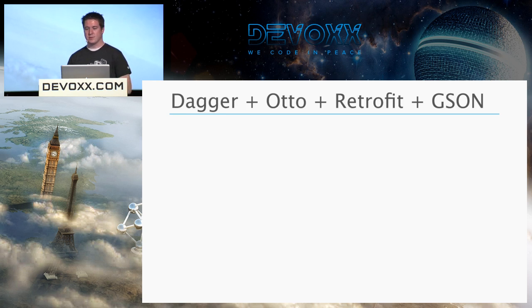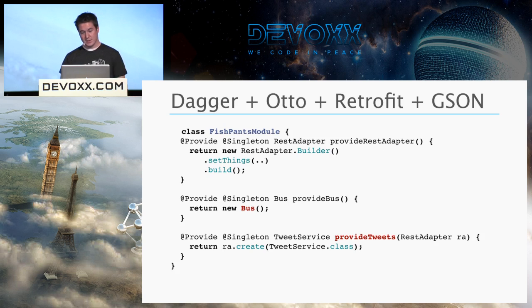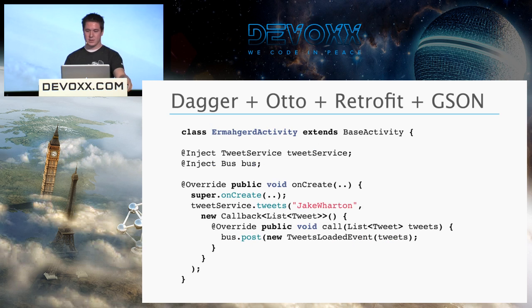I sped through those last three because I want to tie them all together, because they're really great together. So I'm going to provide a module here. I'm going to have the REST adapter, which sets up Retrofit. I'm going to set up Otto, the event bus, and then I'm going to create a provider for the tweet service that we previously constructed.